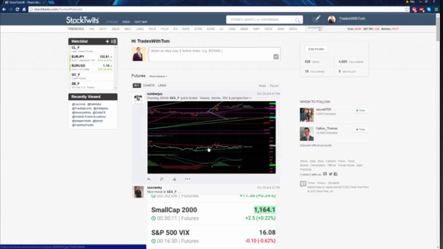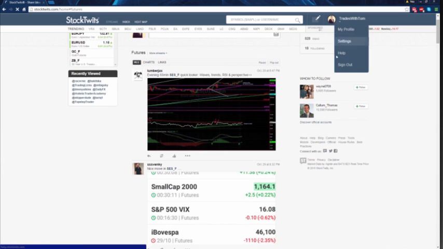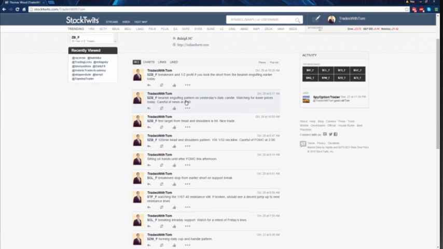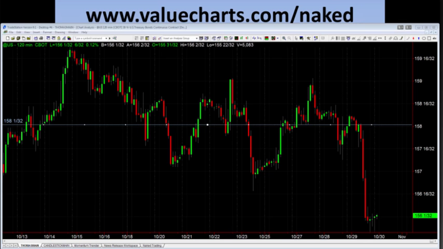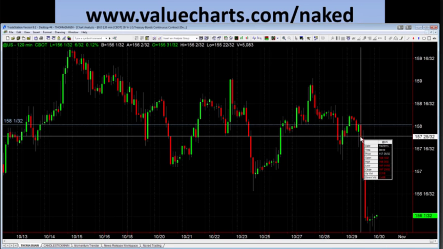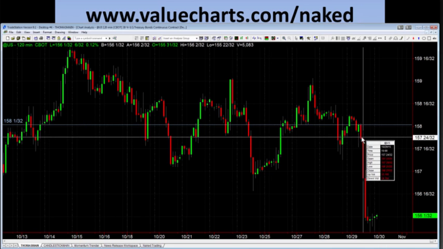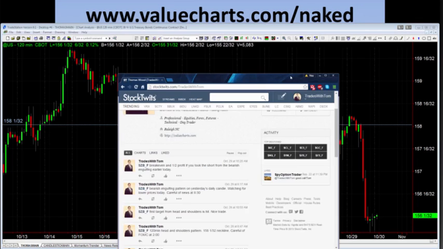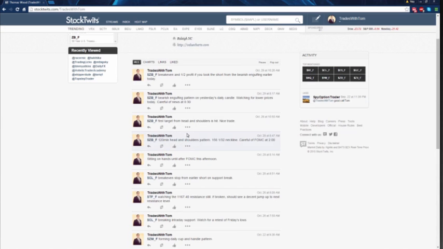By the way, let me show you your stock tweets. Let me go to my profile. Here you go. Bearish engulfing pattern on yesterday's daily candle, watching for lower prices. That was at 8:17 this morning. This bar closed at 8 a.m., so it was right after this bar closed. What happens? Bonds just tanked. Now you go, well, you're getting in late.